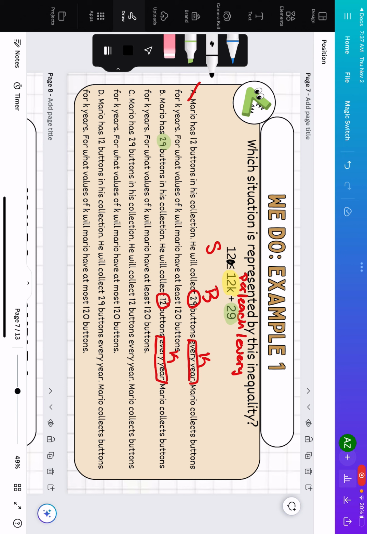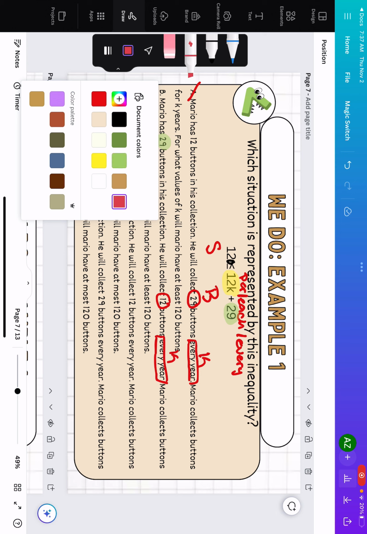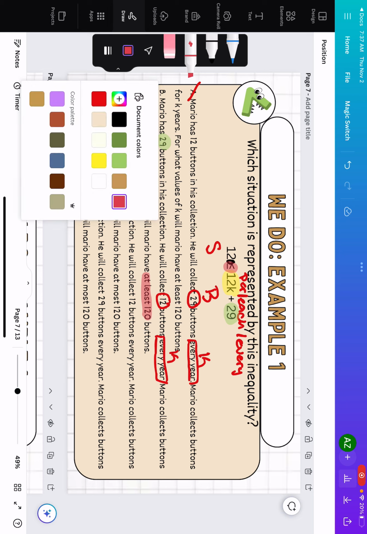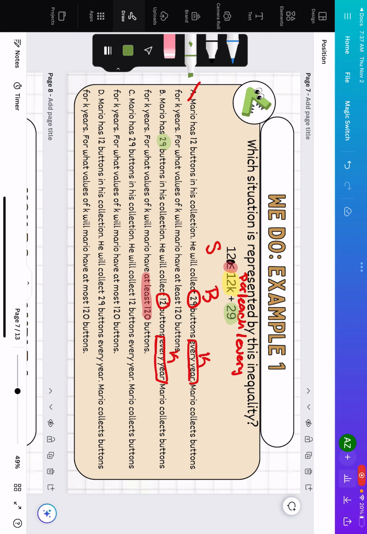Now let's look at some keywords. For our inequality, we know that what he's collecting has to be bigger than 120 or the same. When we have the word at least, that's exactly what that means. We want 120 or more. Let's check the next one. He has 120 buttons in his collection. So far, that's true. That's what he begins with.